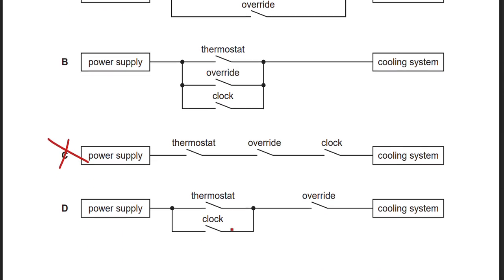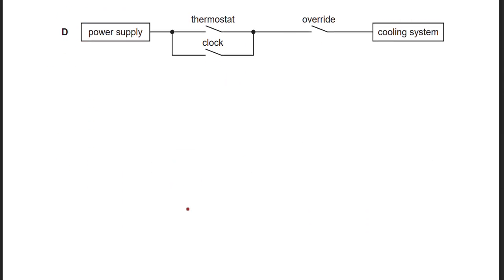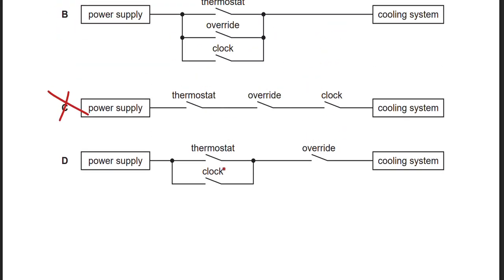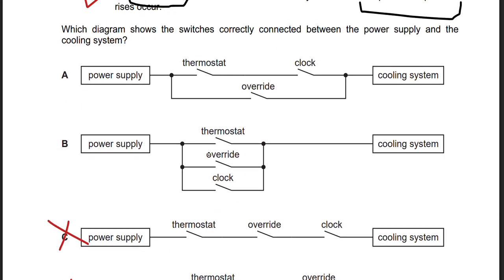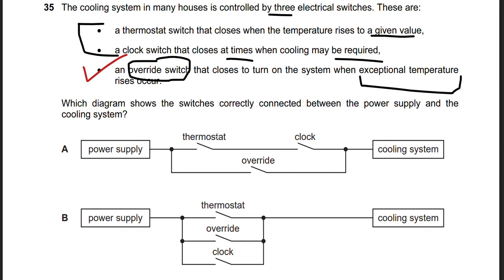Also similarly here, it's in parallel again. It needs to first close the thermostat and the clock for the override to be closed, so it's not going to work as well. For here, however, is it A or B then, basically?